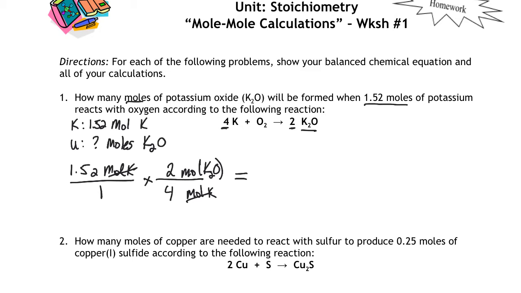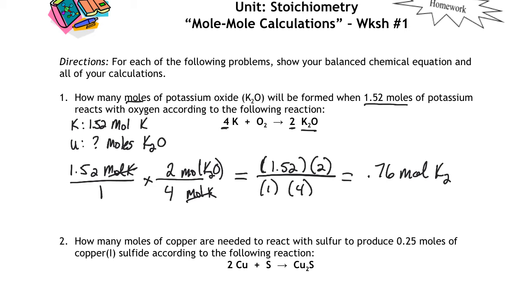So I'm going to multiply everything together along the top, just like we always do. And I'm just going to write this down for the sake of being complete. 1.52 times 2. So I've multiplied everything together on the top, and now I'm going to multiply everything together on the bottom. I've got a 1 times 4. And now I'm ready to put that in my calculator and solve that. It's going to be 1.52 times 2 divided by 4. So my total is 0.76 moles of potassium oxide.